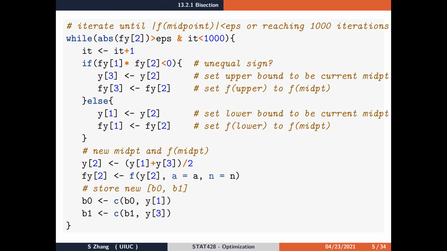After replacing either the upper bound or the lower bound with the current midpoint, we will need to find the new midpoint for the new interval. The new midpoint, y2, is equal to the current y1 plus y3 divided by 2. And we will evaluate f at y2 given the a and n. And in addition to these, we will also store the sequence of the b0s and b1s, which is the sequence of the lower and the upper brackets in each of the iterations.